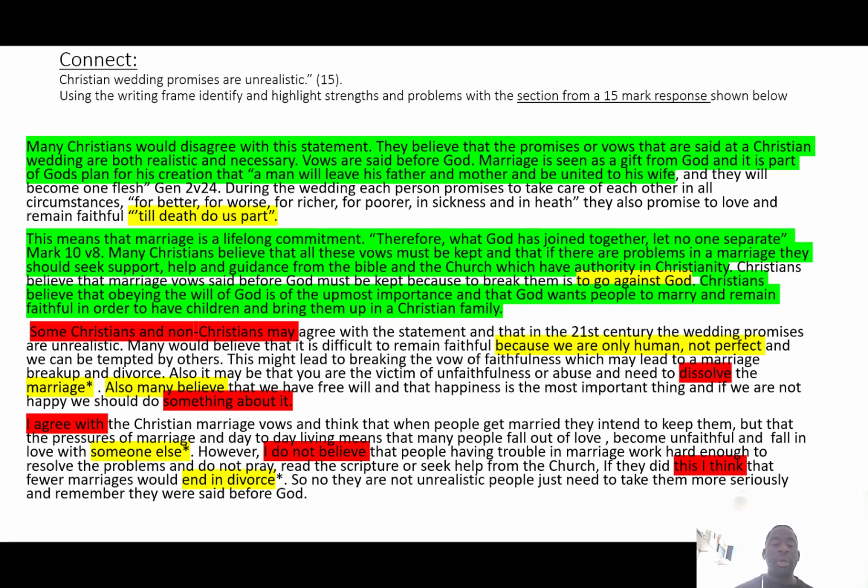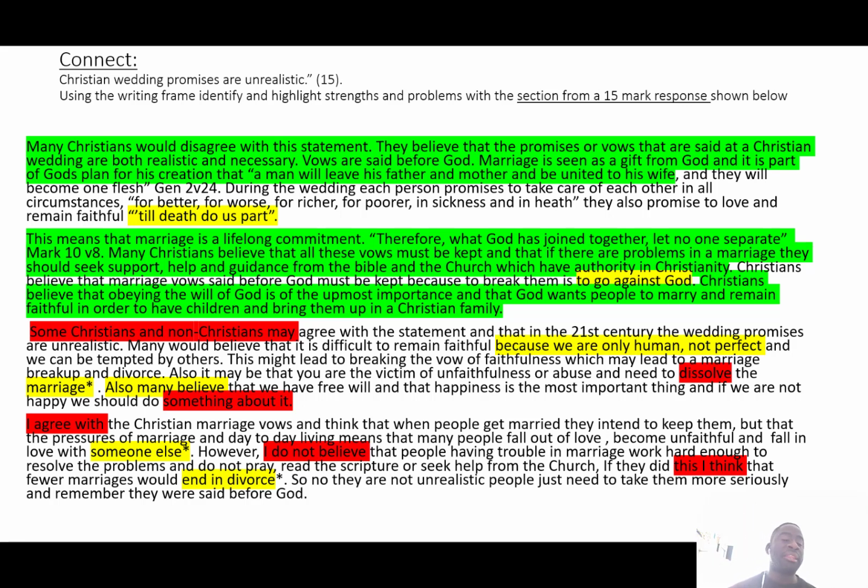It also goes, "Also many believe that we have free will and that happiness is the most important thing, and that if we're not happy, we should do something about it." Well, what is "do something about it"? Put a gun to their head and shoot them? Like, that is so vague and unspecific. It's horrible. You cannot write stuff like that because that is not specific. That doesn't tell me anything. That doesn't tell anyone anything. So you cannot write responses like that in there. They go, "Also many believe."